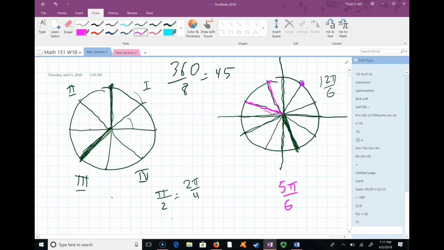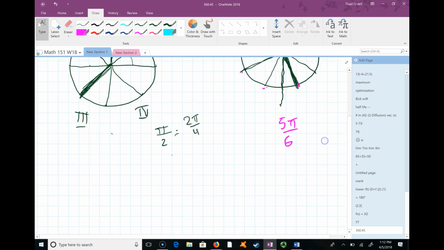Because that would be 1 pi over 6, 2 pi over 6, which is the same thing as pi over 3. That'd be 3 pi over 6, 4 pi over 6, which is the same thing as 2 pi over 3, 5 pi over 6, 6 pi over 6, 7 pi over 6, 8 pi over 6, which is the same thing as 4 pi over 3, 9 pi over 6, 10 pi over 6, which is the same thing as 5 pi over 3. So all these ones that are close to the y-axis are going to be pi over 3s, and all the ones that are close to the x-axis will be pi over 6s. All right, so there you go.